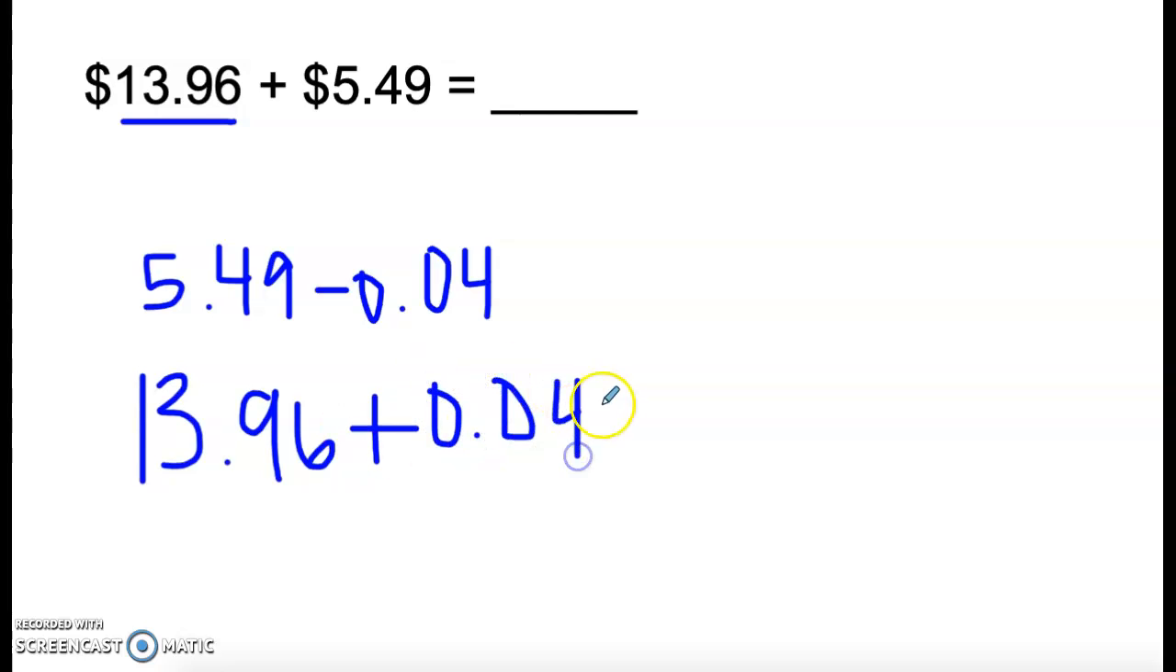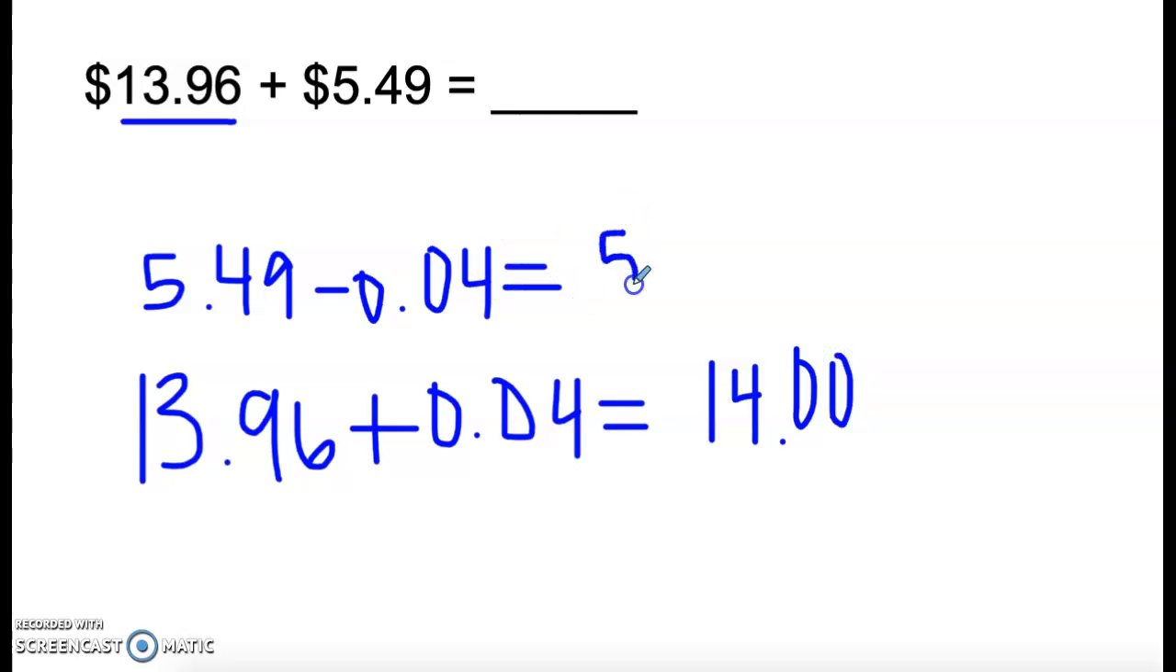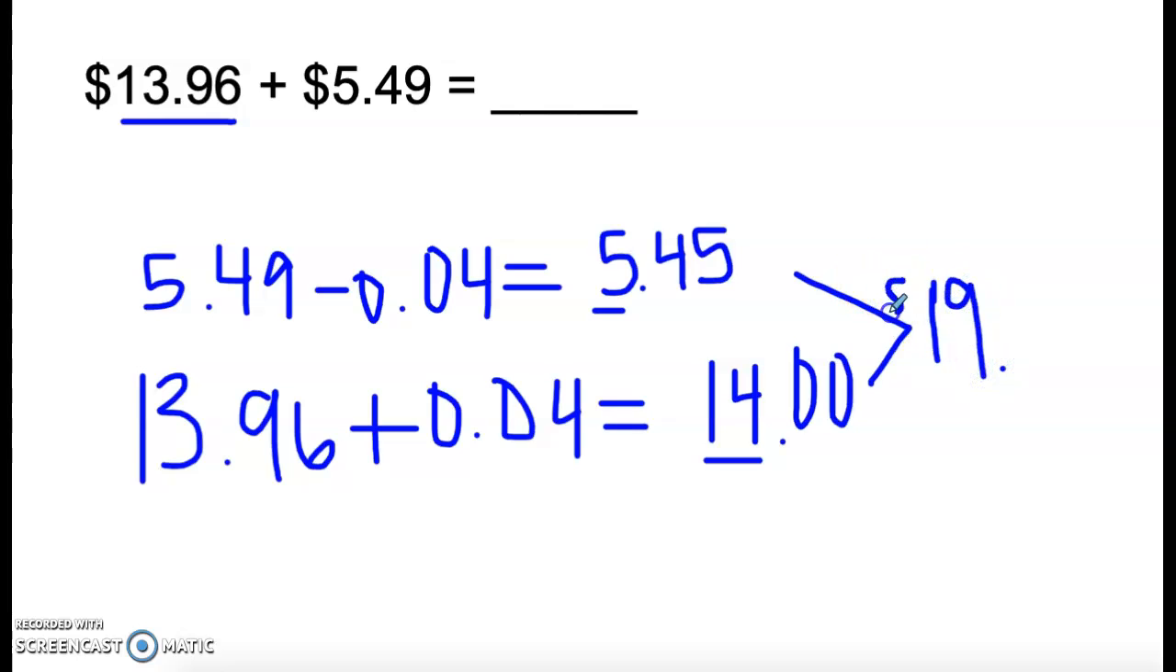All right, and now I know that this is going to be a really nice even $14 with that 4 more cents. And I will be left with 5.45. So now I can add these together quickly. Then I'll add my whole numbers, which 14 plus 5 is 19. Can't forget my dollar sign. $19.45.